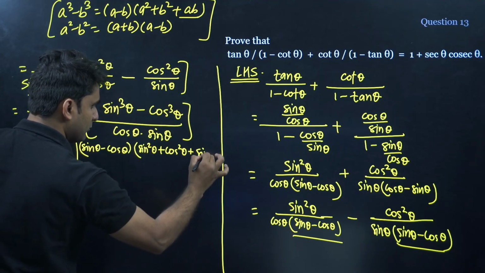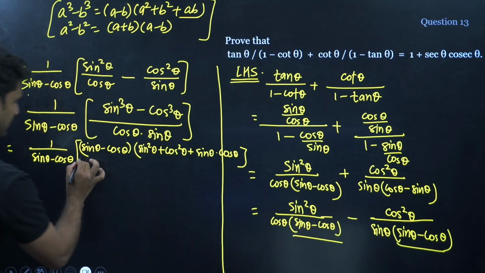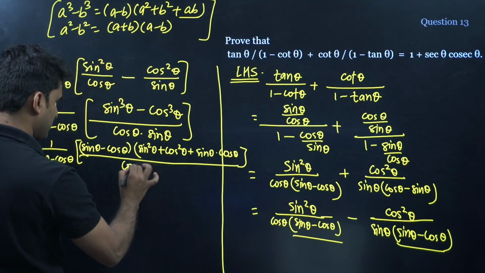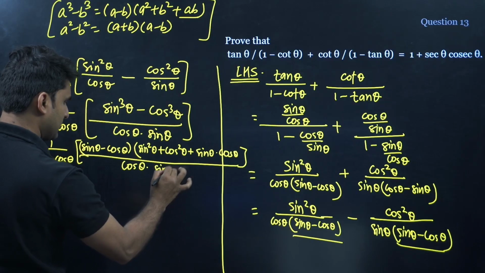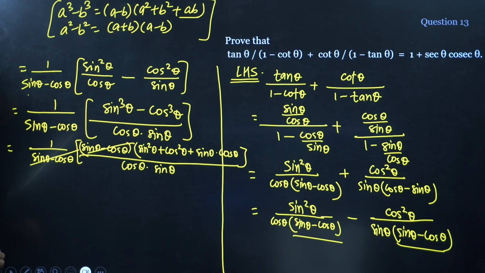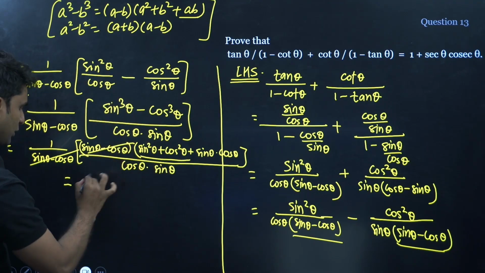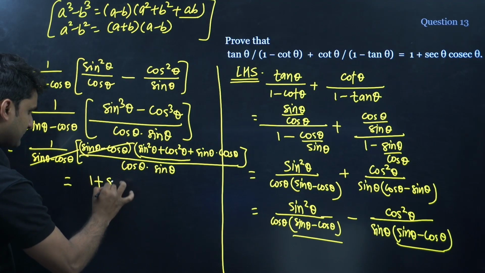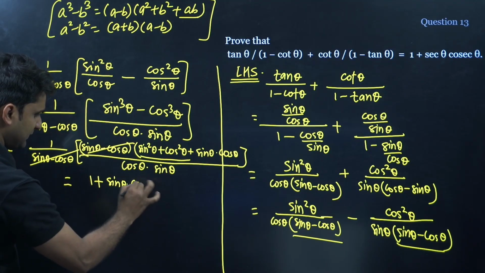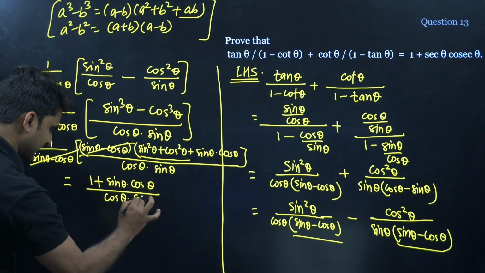So sine theta cos theta bracket close, and this is divided by cos theta sine theta. Clear, everyone? Look at this, sine theta minus cos theta, sine theta minus cos theta, they will be cancelled with each other. And now can you see sine square theta plus cos square theta, which is equal to 1. So 1 plus sine theta cos theta divided by cos theta sine theta.